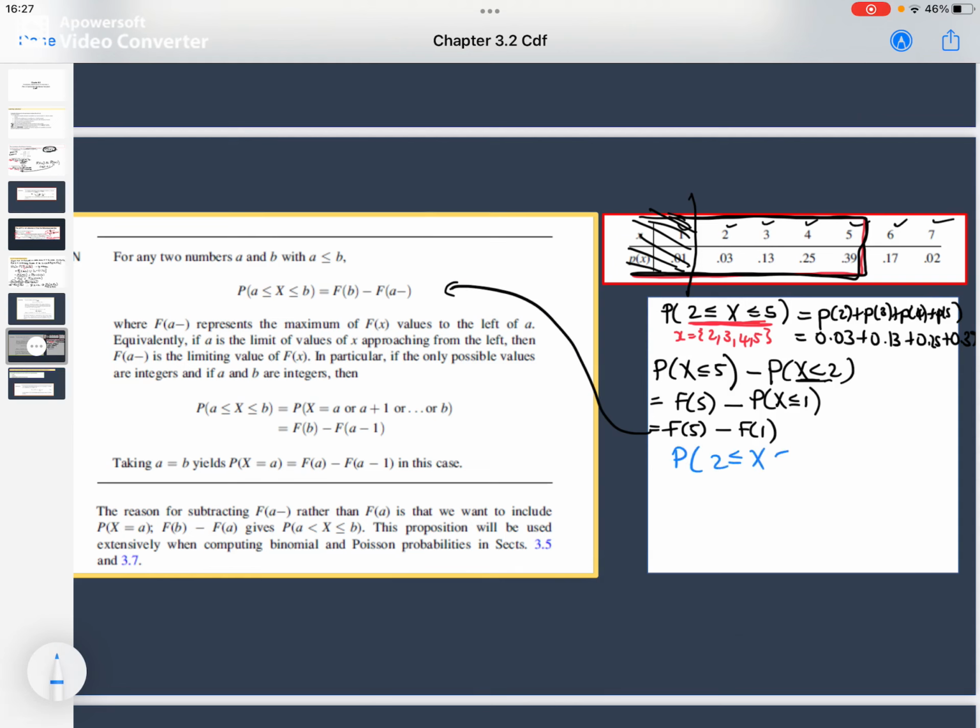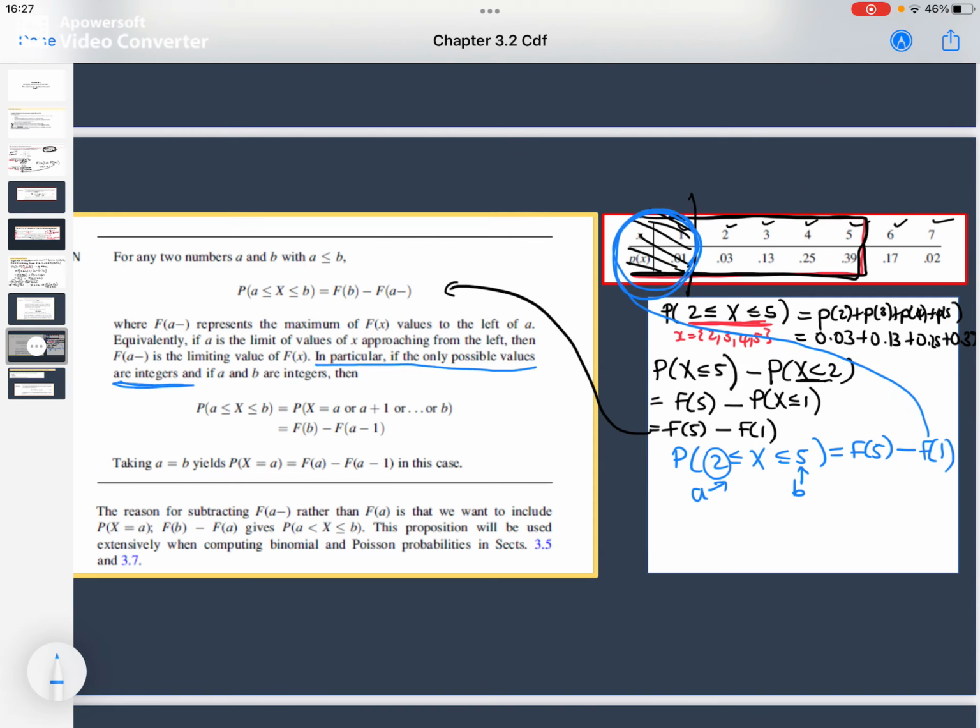So in this case, the probability of x greater than or equal to 2 and less than or equal to 5: a here was 2, b here was 5. And so the formula of the proposition says it's equal to F of 5 minus F of the maximum value to the left of 2. And what is to the left of 2? It is the possible value of 1. So minus F of 1.